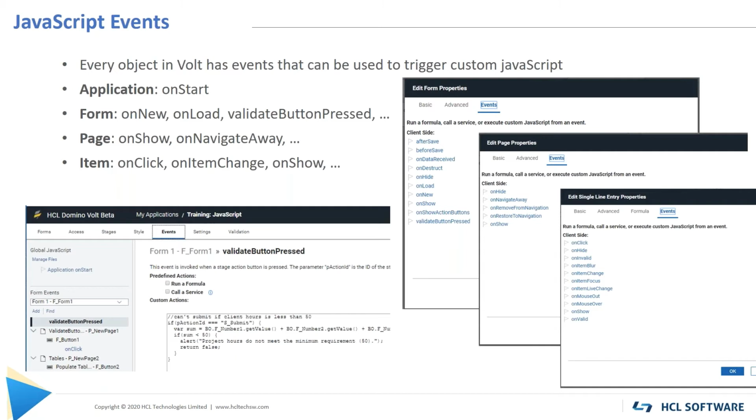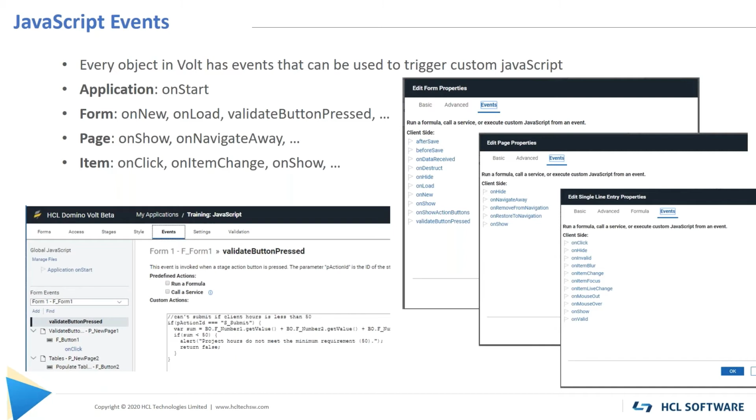Page events, things like on show, or when we navigate to or from a page. Item events, things like on click, on show, on item change, on valid. These are all places where you can trigger JavaScript to further enhance the applications that you build.